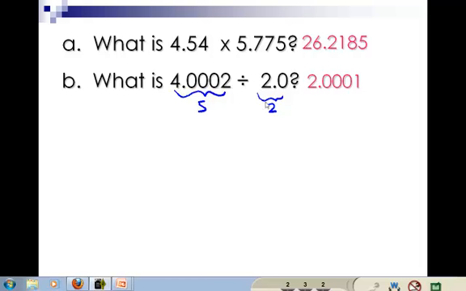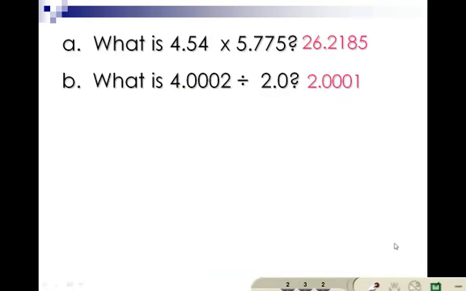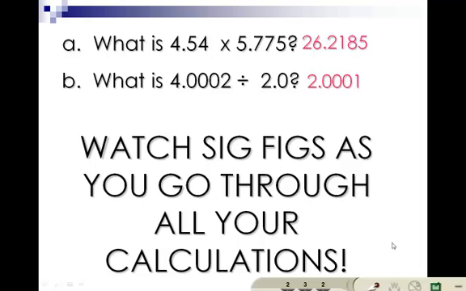So since this one has 2 sig figs, that's going to dictate how many digits I can have. 1, 2. Will that 0 affect this 0? Absolutely not. So my answer is going to be 2.0. Now that's when you multiply and divide. Okay? And a good rule of thumb is to watch your sig figs as you go through all your calculations. Eventually you can be a little more relaxed, and as you do multiple parts of a problem, you can kind of come back at the end and look at everything. But for now, watch everything as you go through the entire equation.